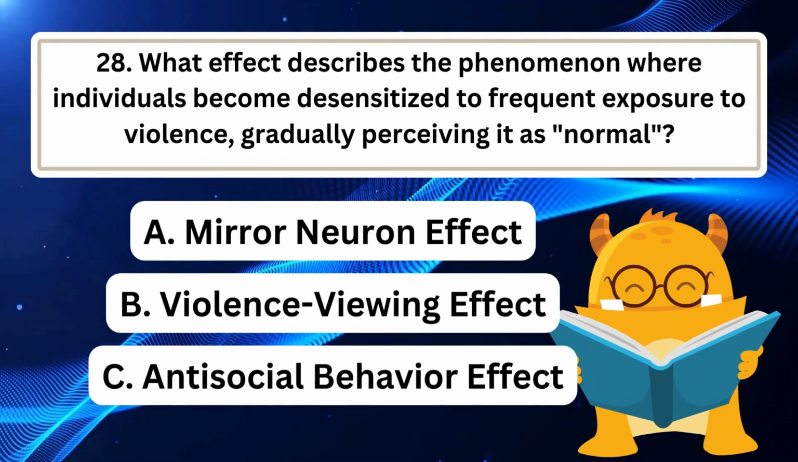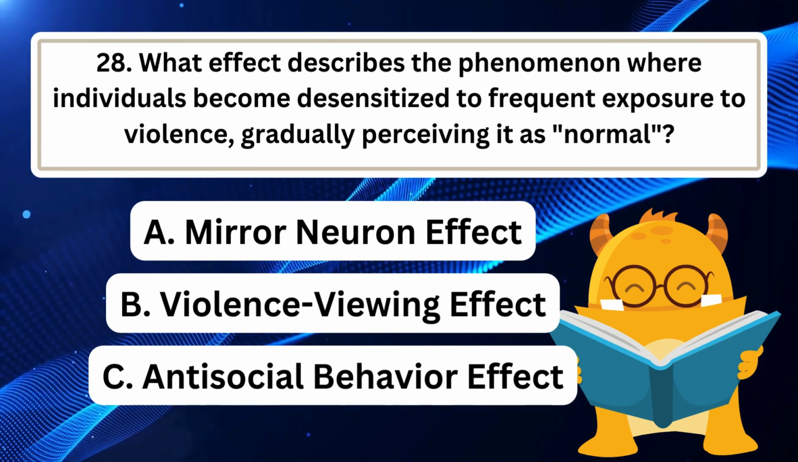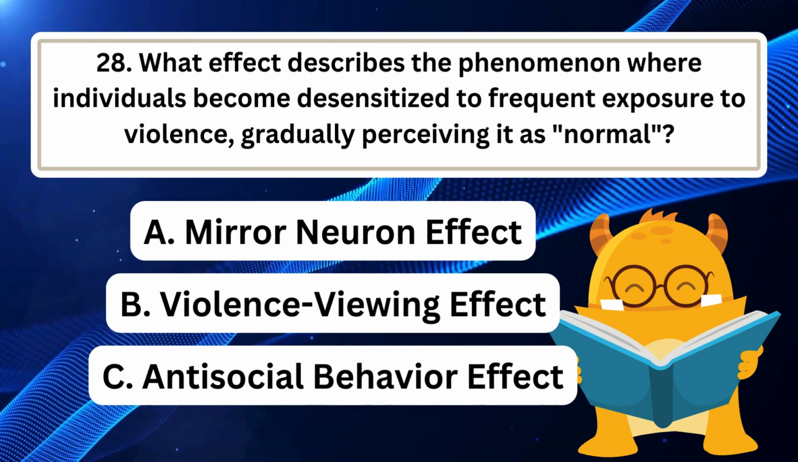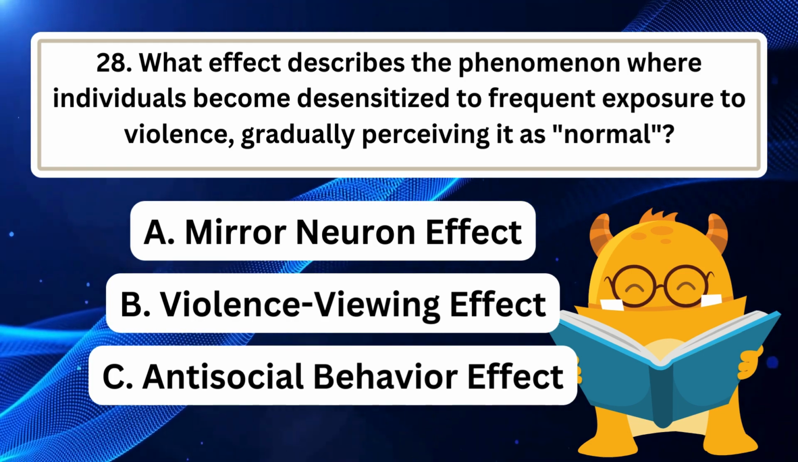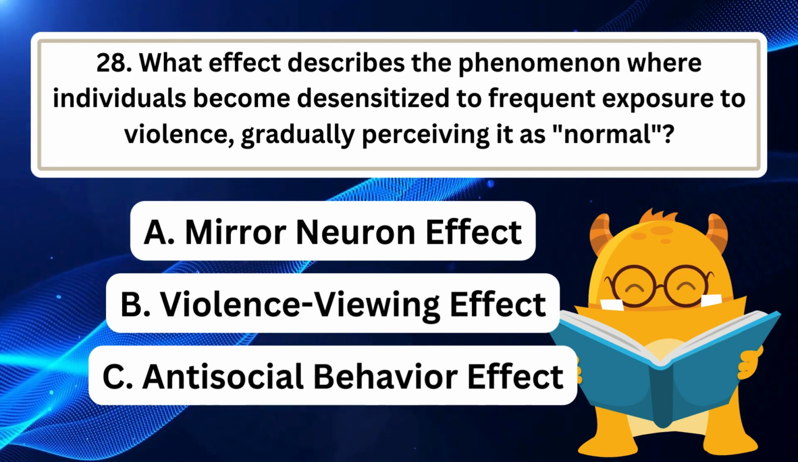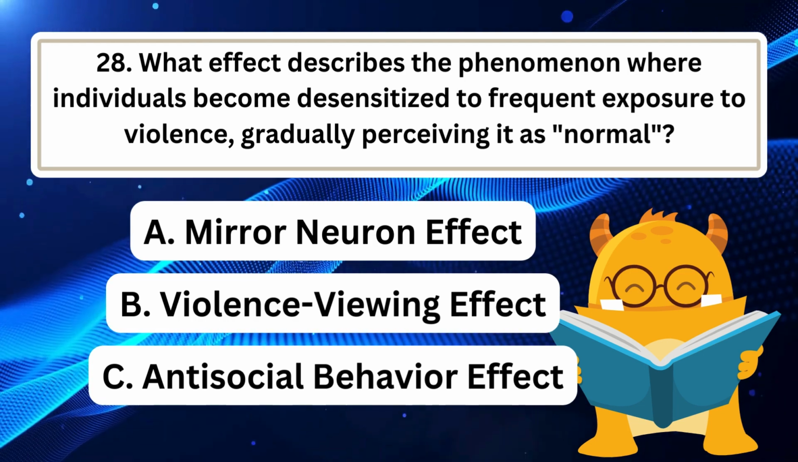28. What effect describes the phenomenon where individuals become desensitized to frequent exposure to violence, gradually perceiving it as normal? A. Mirror neuron effect. B. Violence viewing effect. C. Antisocial behavior effect.